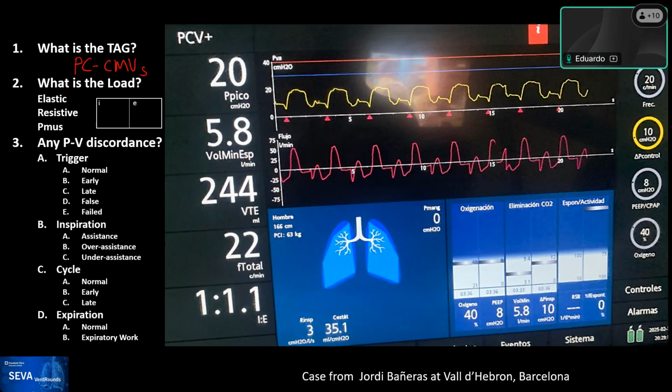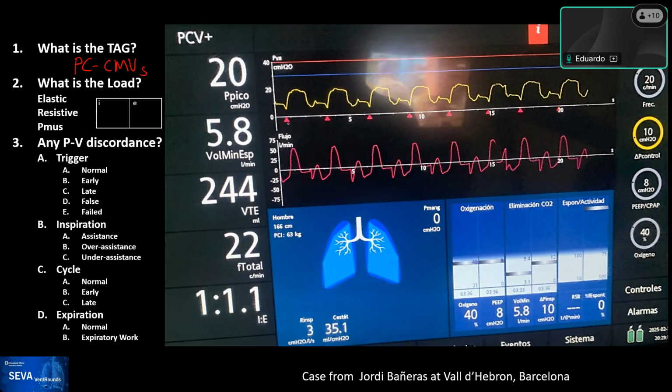What that means is that during inspiration, the variable that we're controlling is pressure, and we can see that here. The flow is pretty consistent throughout, but there are different configurations, and you can see that sometimes it goes below the baseline. But this is pressure control. Then it says CMV, which means continuous mandatory ventilation, meaning that we set all breaths as mandatory. So in this case, all of them are either triggered or cycled by the machine, by the ventilator.